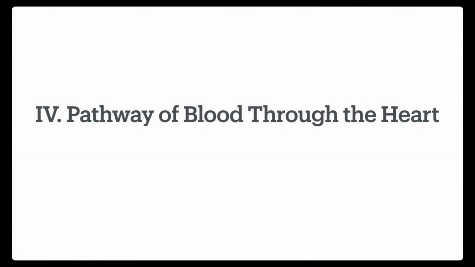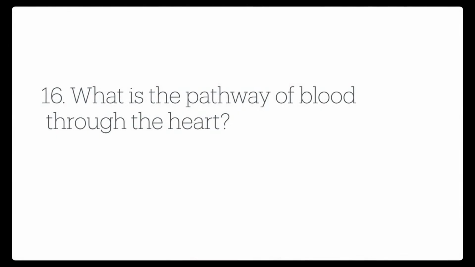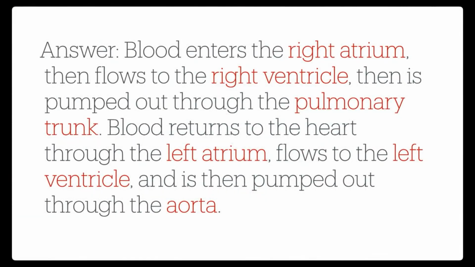Let's talk pathway of blood through the heart. What is the pathway of blood through the heart? Good. Blood enters the right atrium, then it flows to the right ventricle, then is pumped out through the pulmonary trunk. Blood returns to the heart through the left atrium, flows to the left ventricle, and is then pumped out through the aorta.